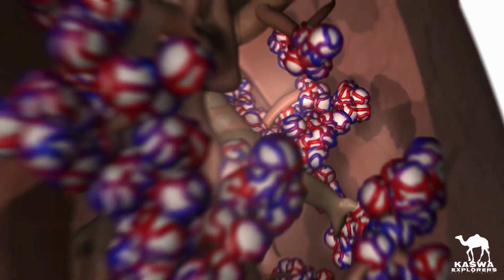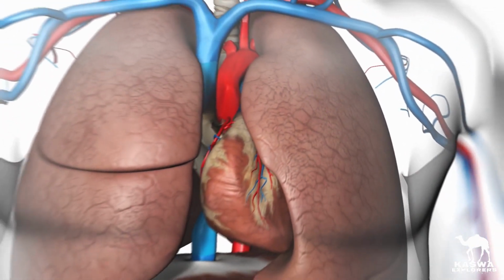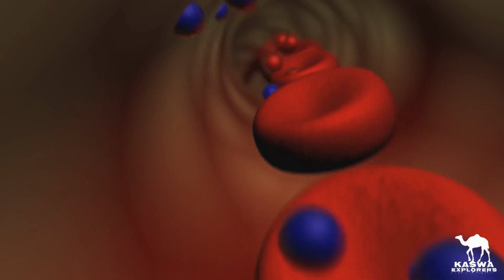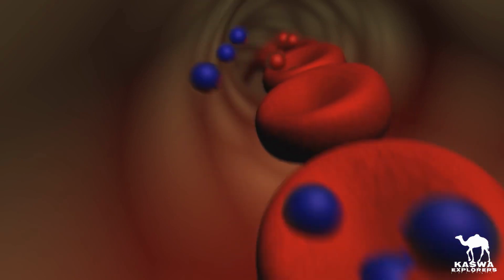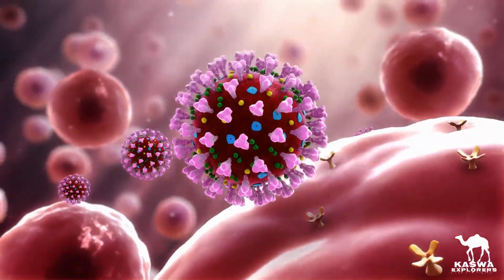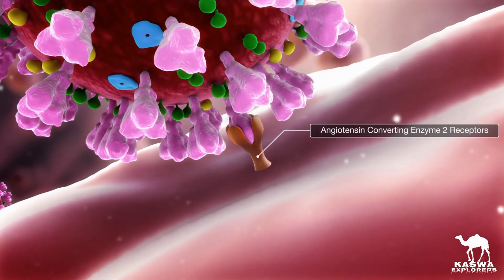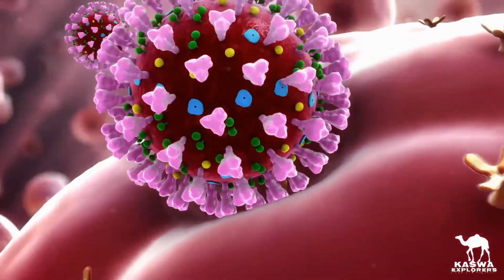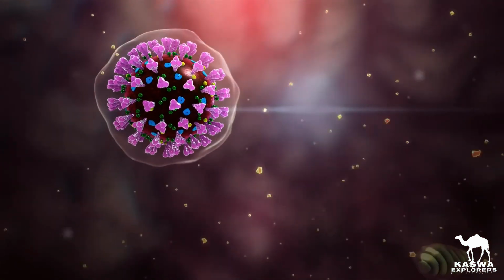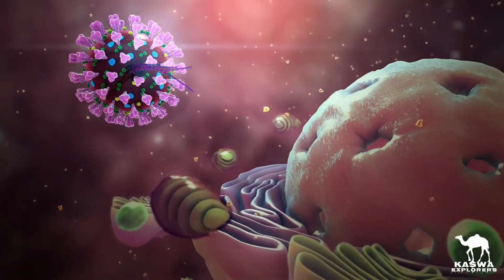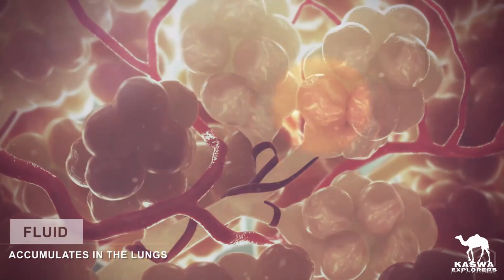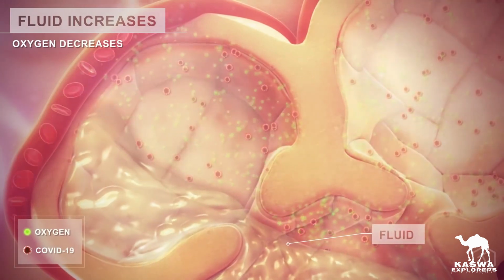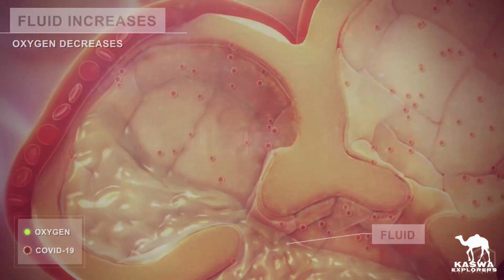Small air sacs in the lungs add oxygen to your blood cells. This oxygen is then transported to organs and tissues throughout the body. When the coronavirus attaches to a cell, it begins to replicate within the cell. The body's immune system attempts to destroy the virus, which results in an inflammatory response that causes fluid accumulation in the lungs.